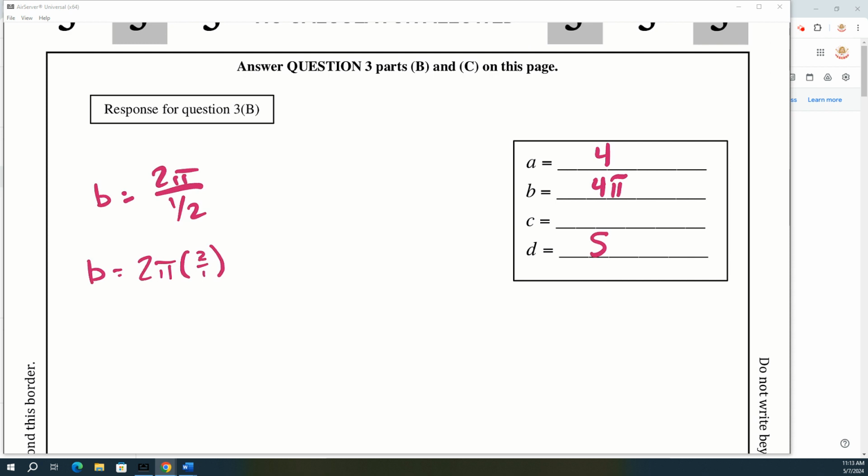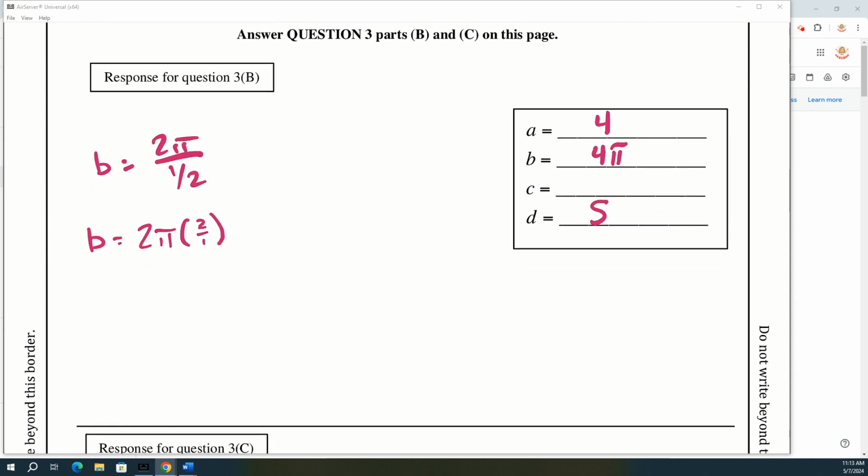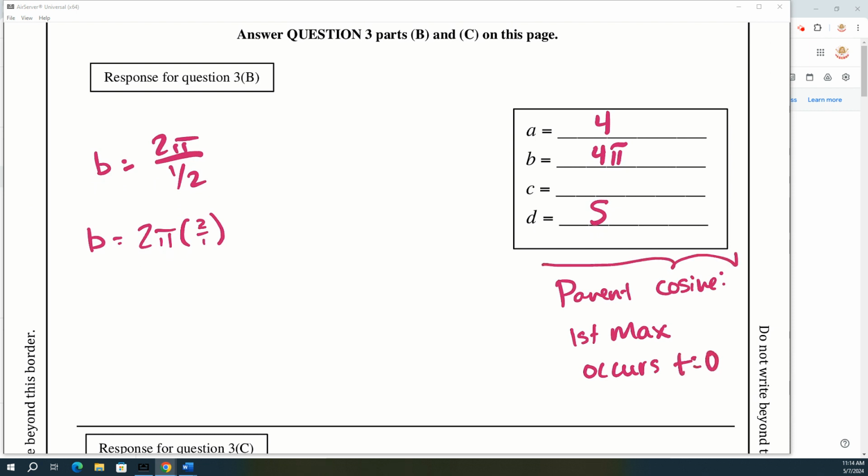All right, and this is the question Olivia asked. So sometimes we just don't know. It's either going to be sine or it's going to be cosine. Sometimes it is cosine. So for the parent cosine, the first max, do you guys know where it occurs? 0. So I think the cosine ones are just slightly easier to do than the sine ones.